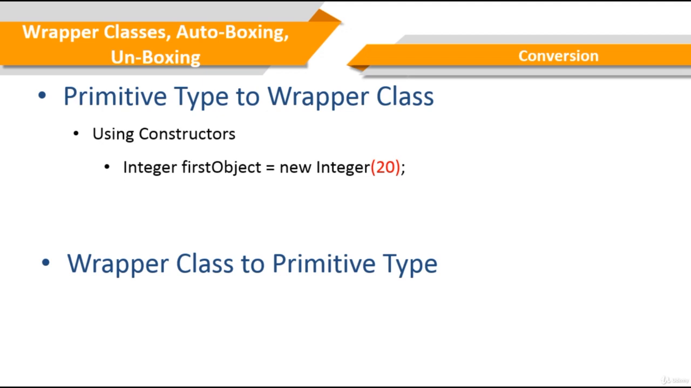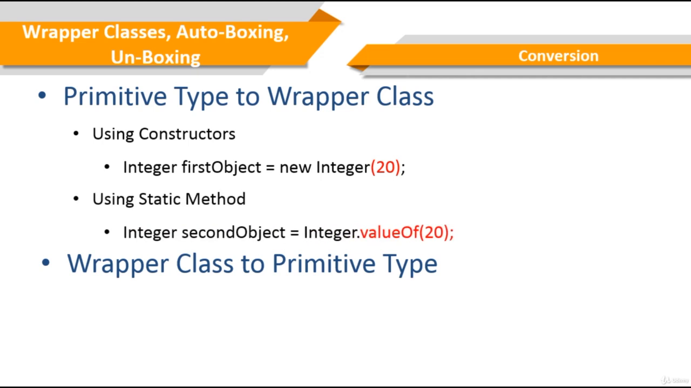So the second way is using a static method of the wrapper class. And as you see in the example, we use the valueOf static method of the Integer class to convert the int primitive type to Integer wrapper class. So the valueOf method returns an instance representing the specified int value.